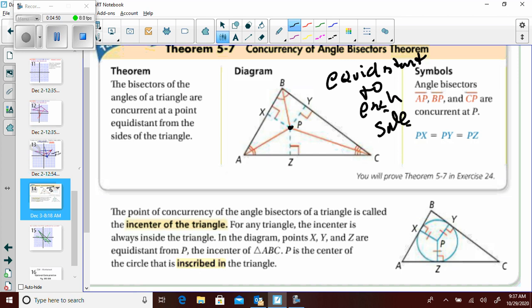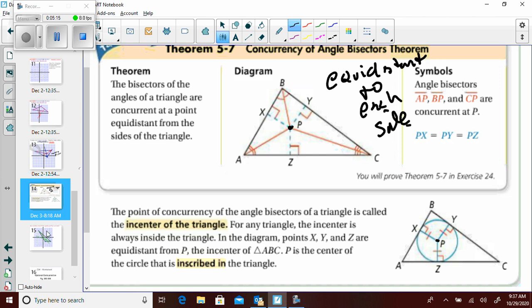Where the circumcenter was circumscribed around the triangle, the incenter's circle is inscribed in the triangle. And that's why this incenter is also the center of the circle and equidistant. Each radius is the same, right? Each radius is the same length. So therefore, because it's inscribed inside, that makes the incenter equidistant from each side.